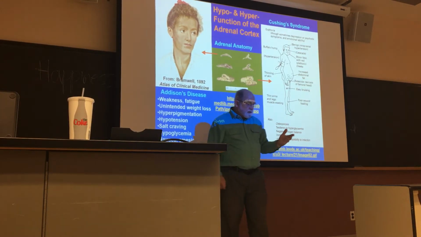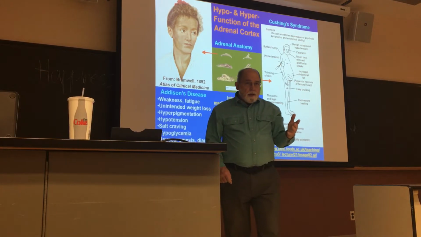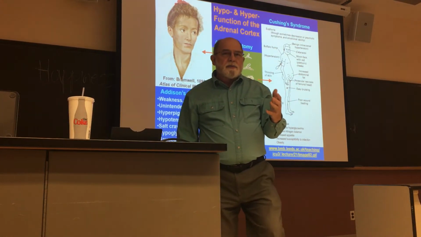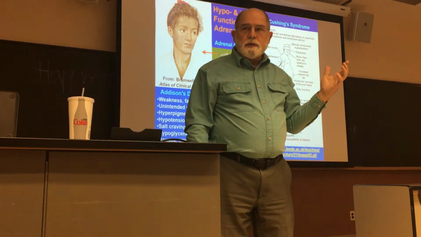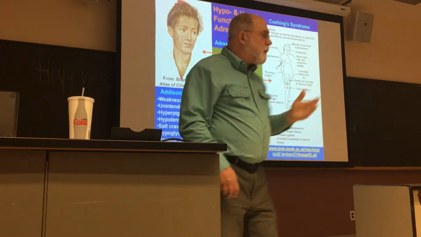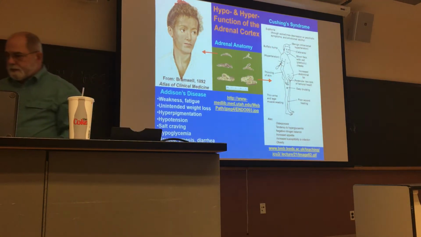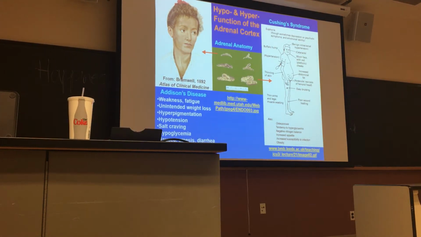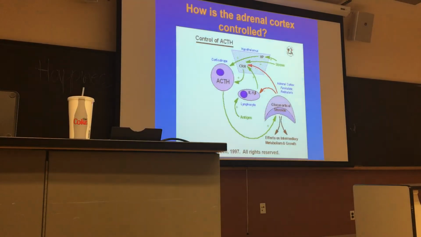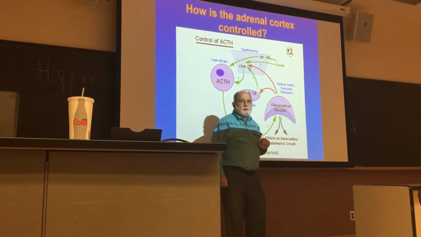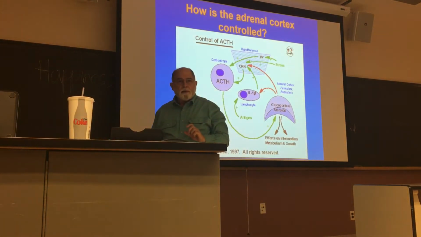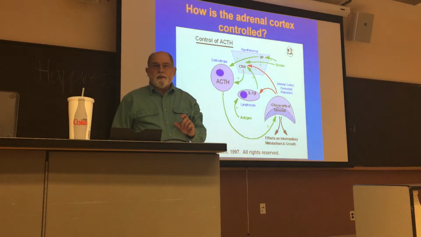Well, how do you get overstimulation? How many ways can I get overstimulation of the adrenal cortex? I showed you a loop, a control loop. How many ways? Let's go back to that control loop. There's a control loop. How many ways can I get overproduction of glucocorticosteroids? 5? 4? Don't give me a number. Tell me where they are.